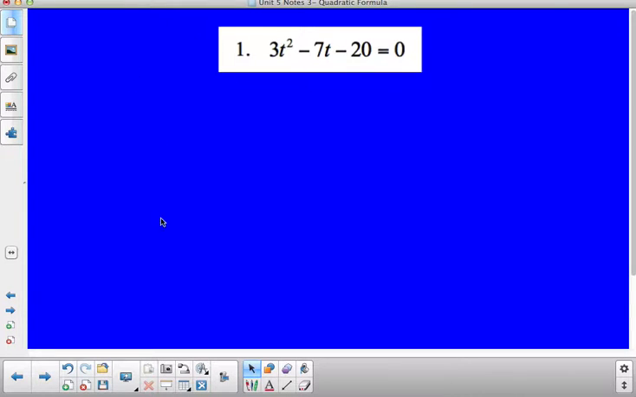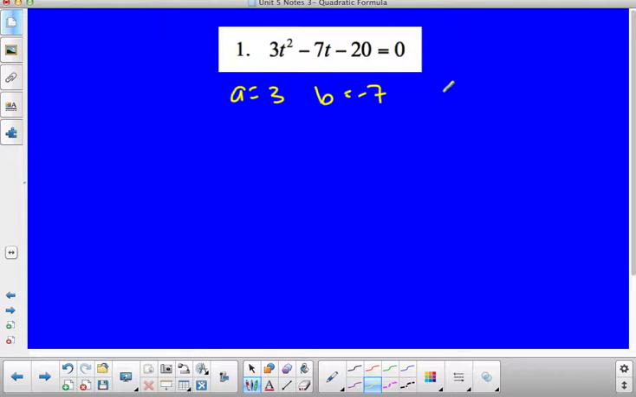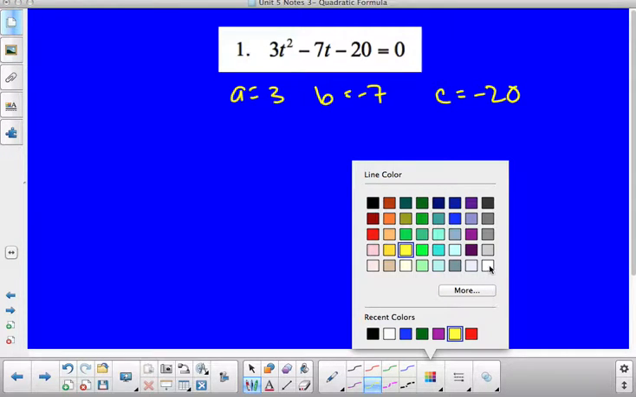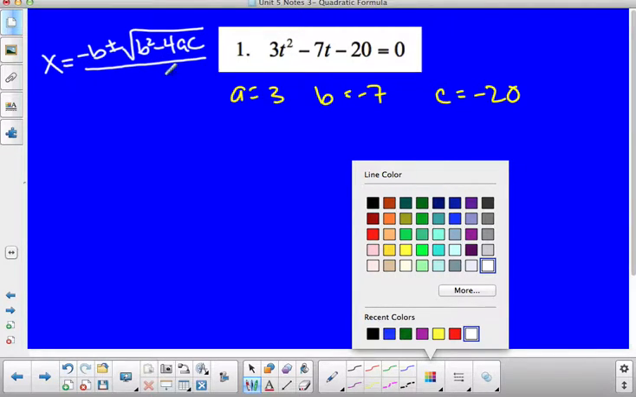So here I go. I am going to start with identifying my a, my b, and my c. So a is equal to 3, b is equal to -7, c is equal to -20. Now in the formula, here's what the formula looks like again. So I have x is equal to the opposite of b plus or minus square root of b squared minus 4ac, and that's all over 2 times a.